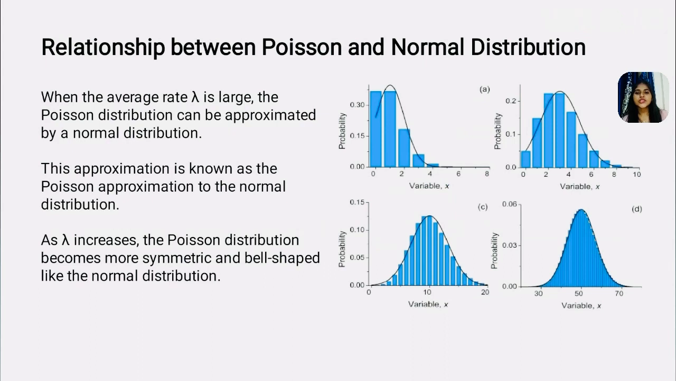Relationship between Poisson and normal distribution. When the average rate lambda is large, the Poisson distribution can be approximated by the normal distribution. This approximation is also known as the normal approximation to the Poisson distribution. As lambda increases, the Poisson distribution becomes more symmetric and bell-shaped like the normal distribution.